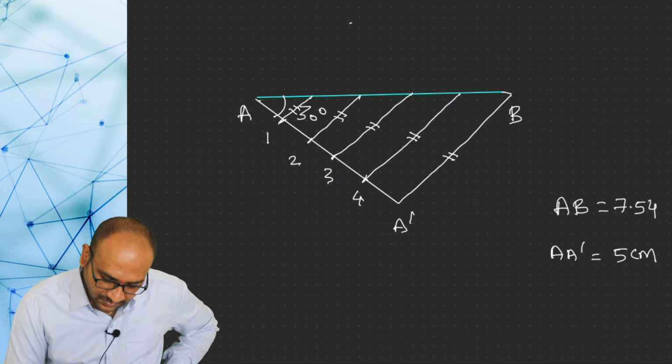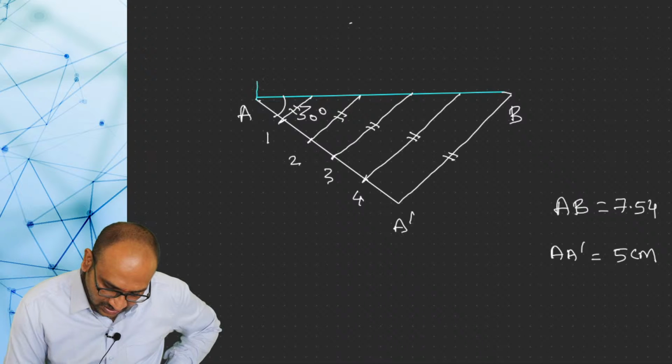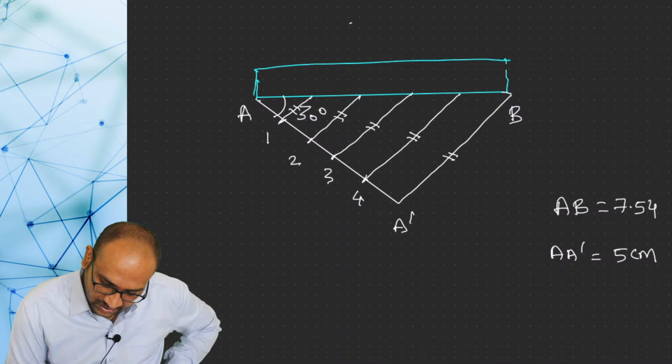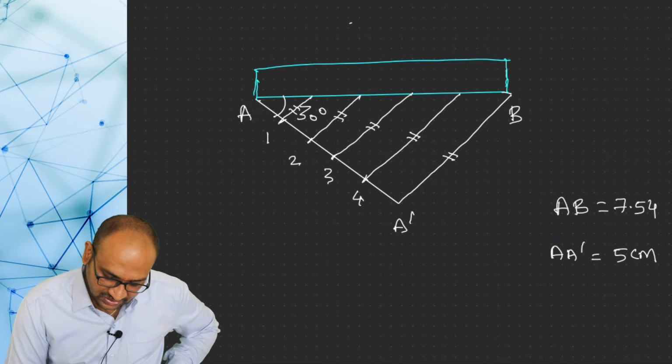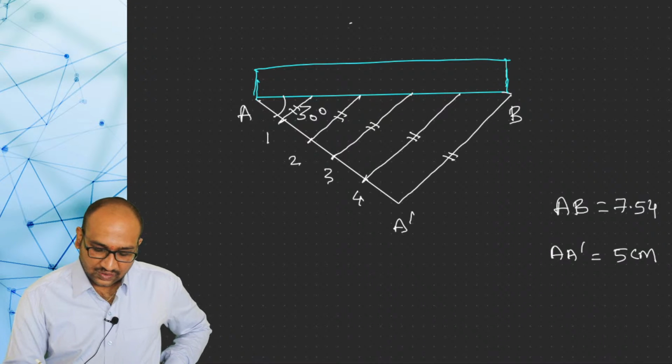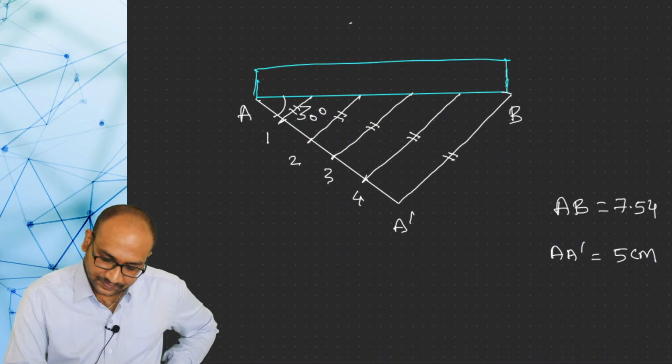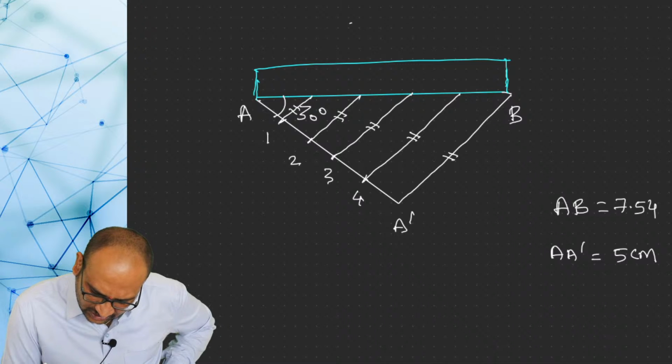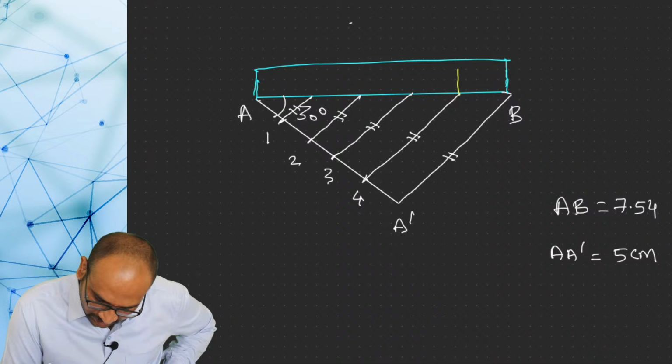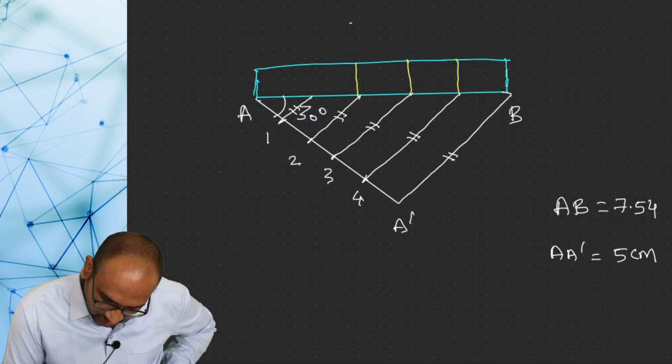Next, with A as center, I am drawing one vertical line. That line should be 5 to 10 mm. Okay, like this I have constructed a rectangle. So next, with this point as center, you draw one vertical line. Similarly, with this point as center, draw a vertical line. This point as center, draw a vertical line. This point as center, draw a vertical line.